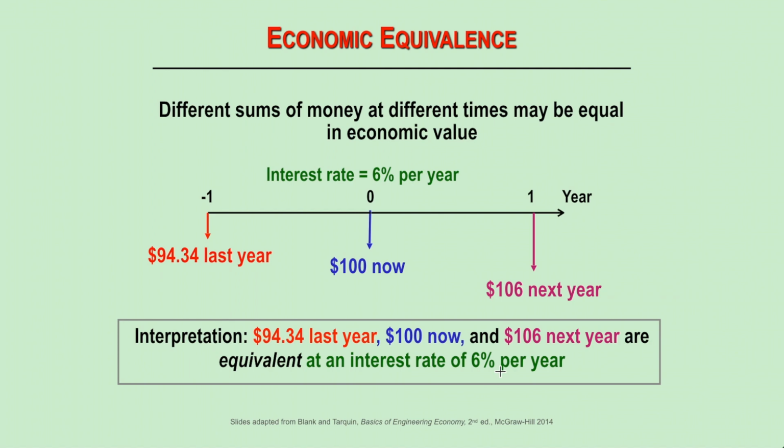What this means is that if someone offered you, for example, either $100 now or $106 next year, it would make no difference which option you choose, because either way you would still end up with $106 next year, provided that the interest rate is fixed at 6% per year.